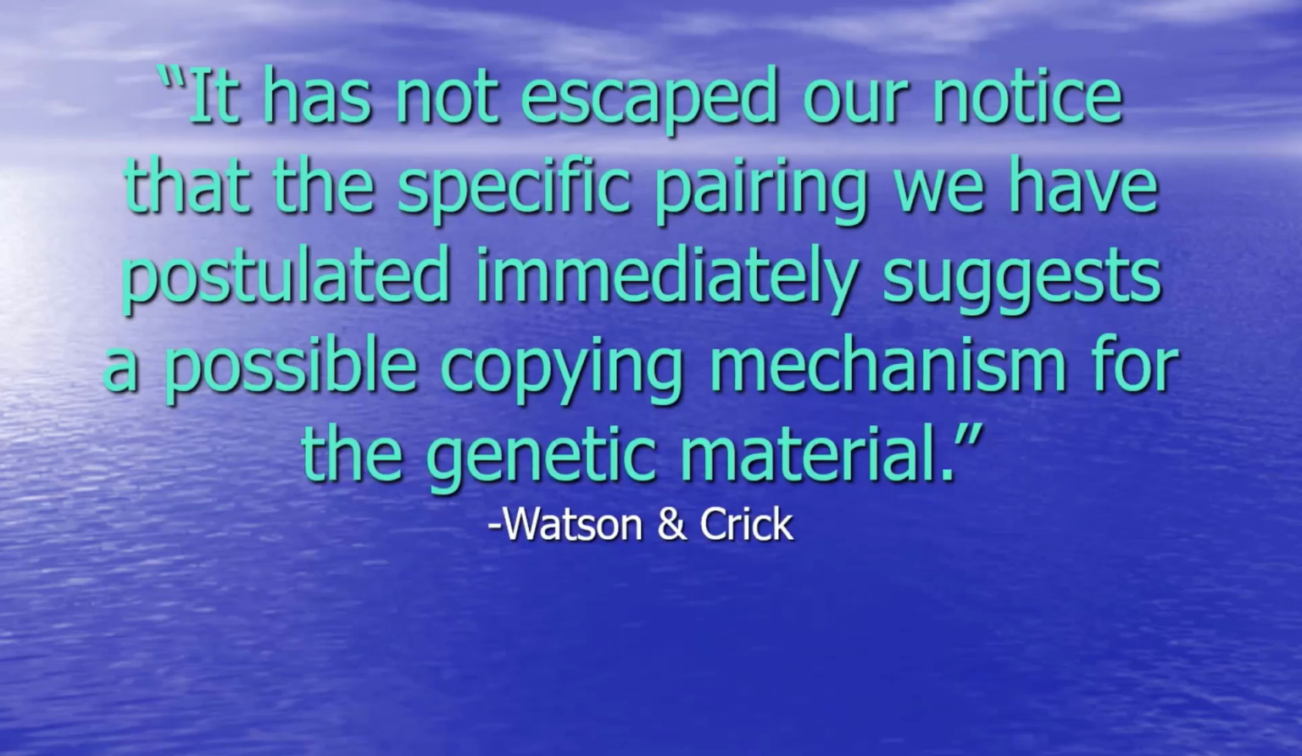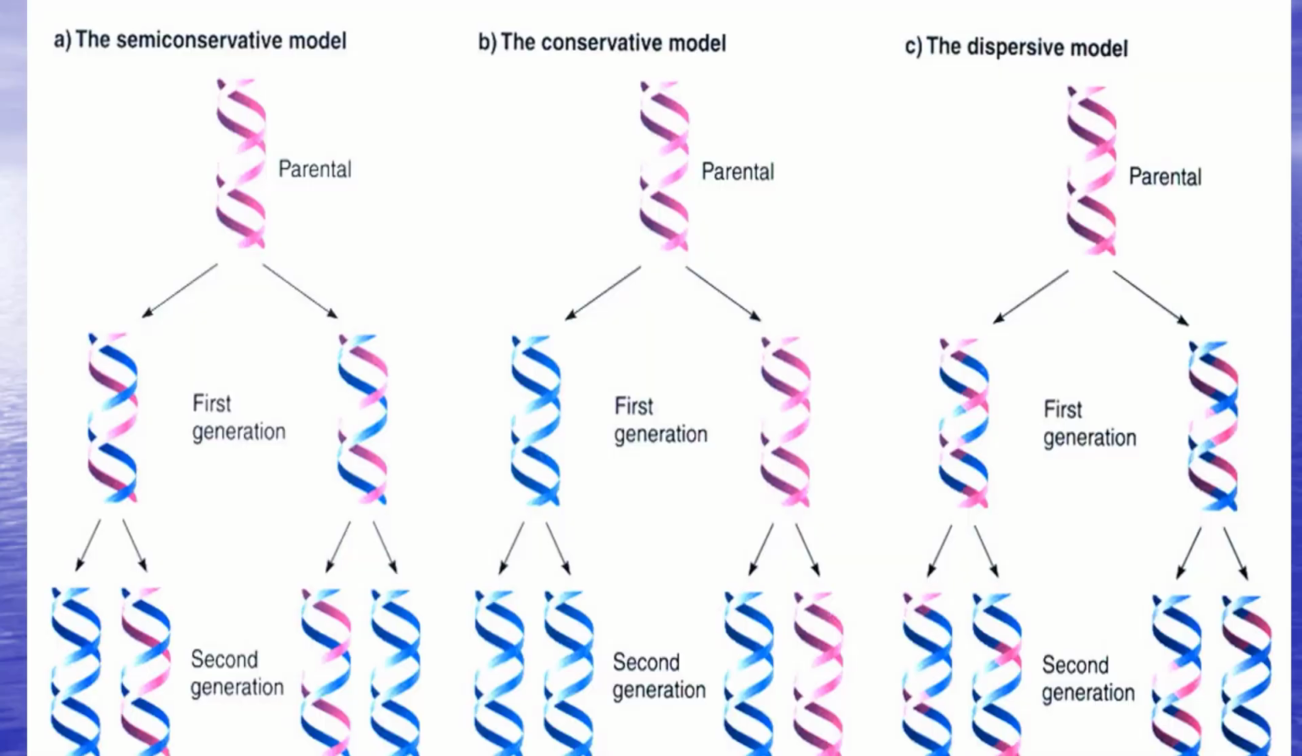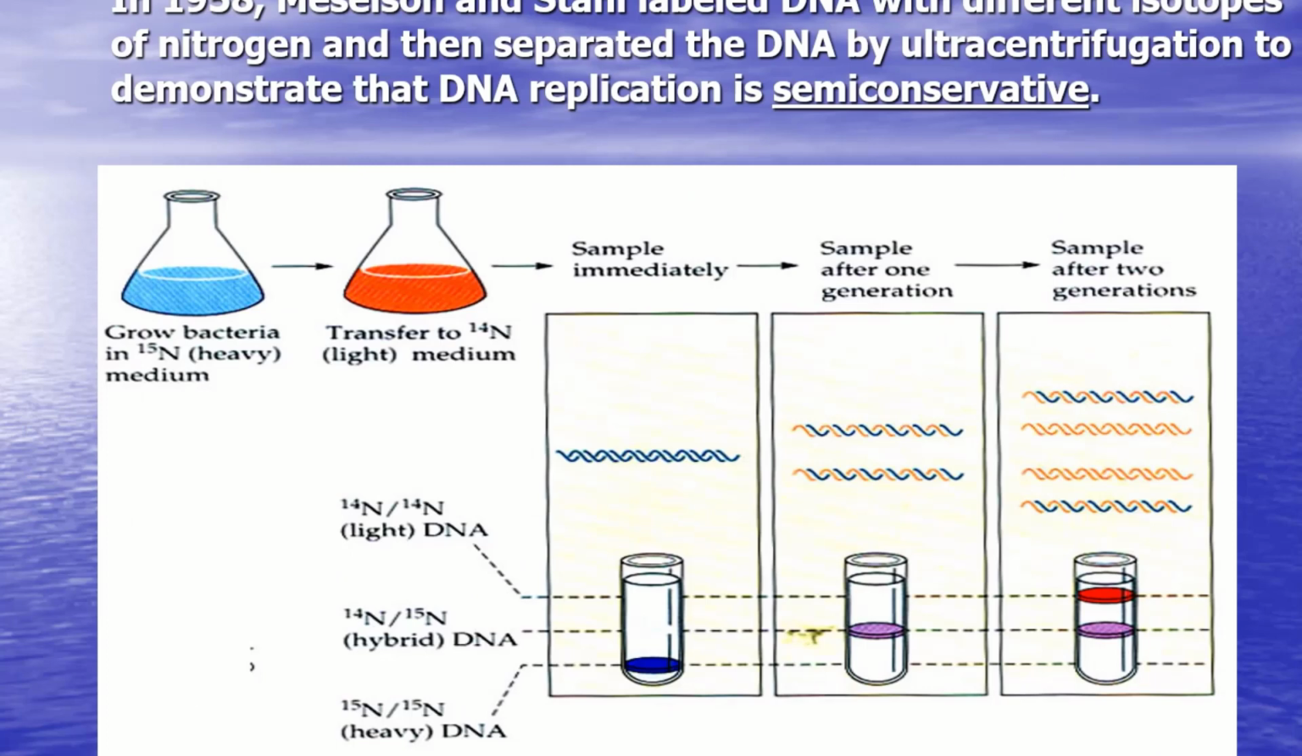It has not escaped our notice that the specific pairing we have postulated immediately suggests a possible copying mechanism for the genetic material. Watson and Crick. The semi-conservative model, the conservative model, and the dispersive model. The ultracentrifugation of the DNA.